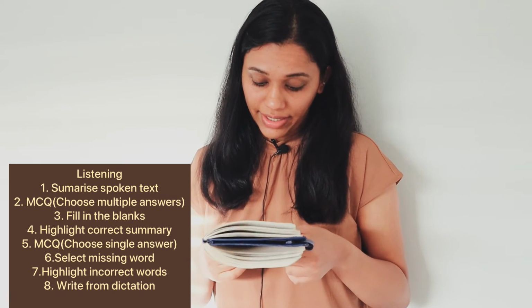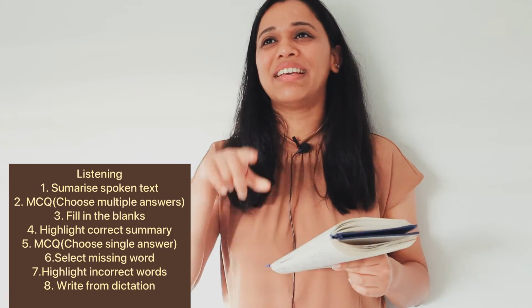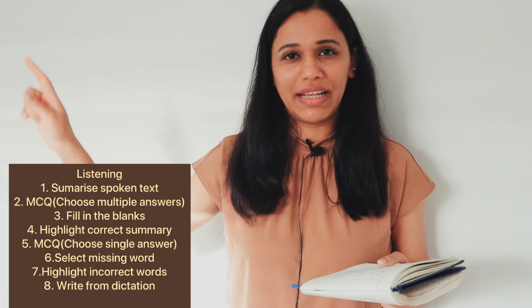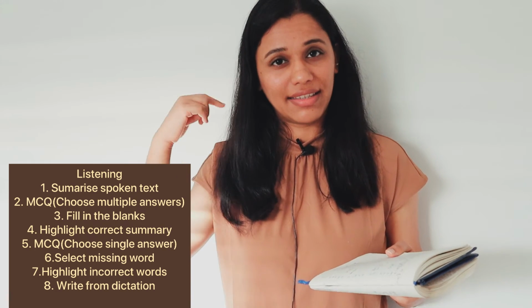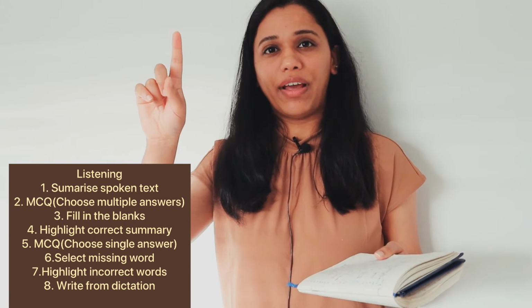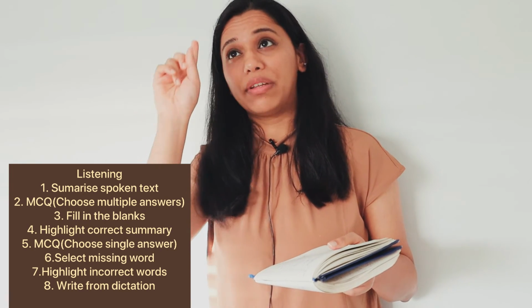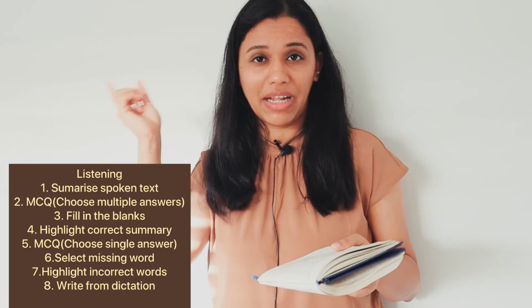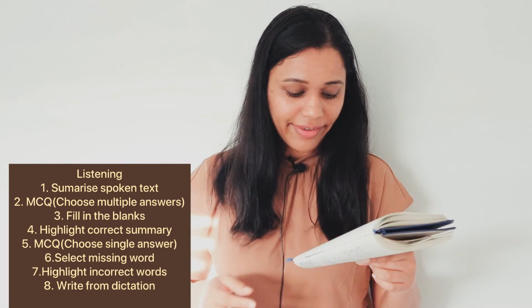Then highlight incorrect words. This is, I think, the easiest one. I really like this because you're just scrolling through the passage. Keep your mouse ready as you listen to the passage, scroll through what is written, and you will find that there will be incorrect words. That is, the passage says something else, but the word was not matching. So you click that, so it gets highlighted. That's highlight incorrect words.